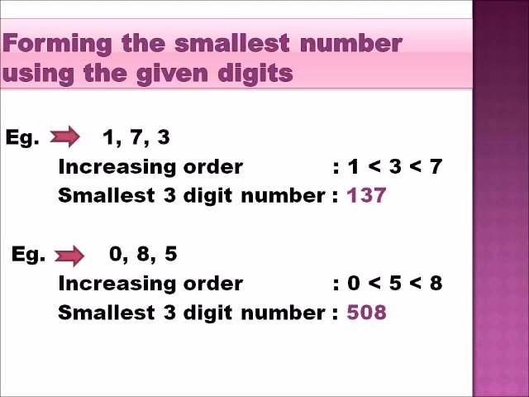In the next example 3, we have digits like 0, 8 and 5. Now let's arrange them in increasing order, like 0 is lesser than, 5 is lesser than 8. Here children, 0 is smaller than 5, so we have to interchange its position. Since 0 in the hundreds place has no value and the number will become a 2-digit number. So we write 0 in tens place and 5 in hundreds place. Therefore, we can form the smallest 3-digit number as 508.